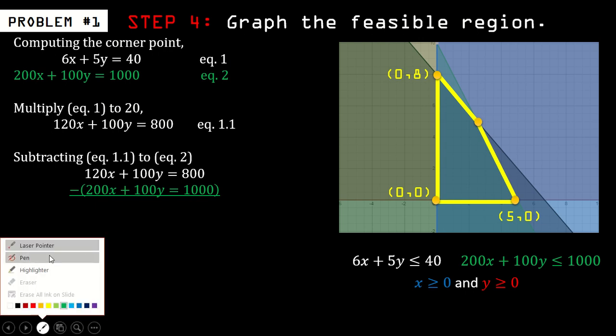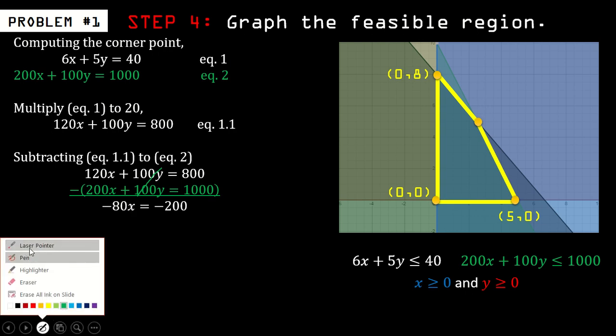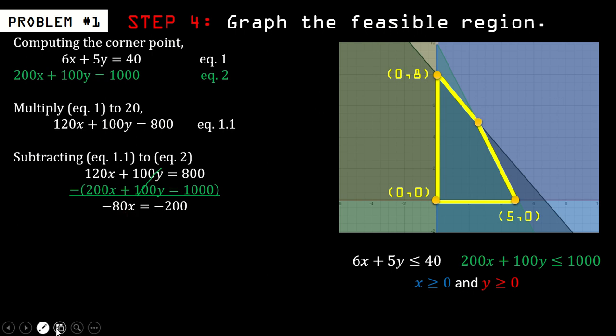As you notice here, we have 120x minus 200x, that is negative 80x. And then 100y minus 100y, that is 0. And then 800 minus 1000, that is negative 200. So we'll have negative 80x is equal to negative 200. Then solve for the value of x. Divide both sides by negative 80, and we'll obtain x is equal to 2.5.